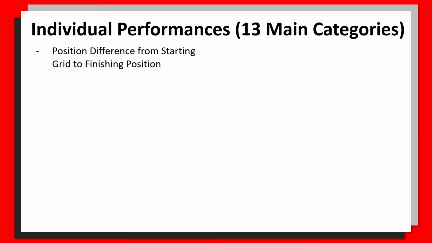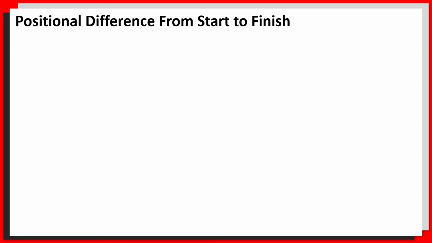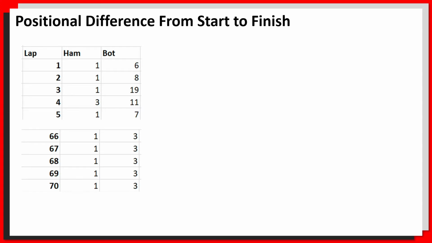So the very first one that I have looked at is your position difference from the starting grid position to your finishing position. So what exactly does this positional difference from start to finish look like? I've just grabbed some screenshots from my Excel spreadsheet, and again this is the data for the Hungarian Grand Prix. We've got the laps on the left, and then the 2 drivers, Hamilton and Bottas for today's example, and their positions on each of those laps, 1 to 5, and then 66 to the final lap, lap number 70. And quite simply, I take your position on lap number 70, subtract your position on lap number 1, and I pull up these values here.